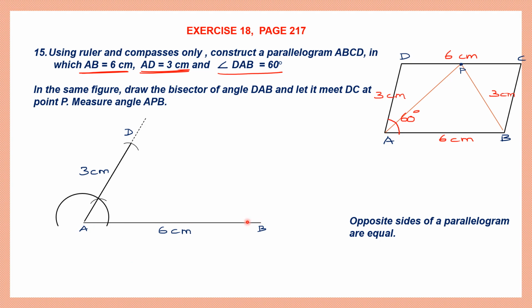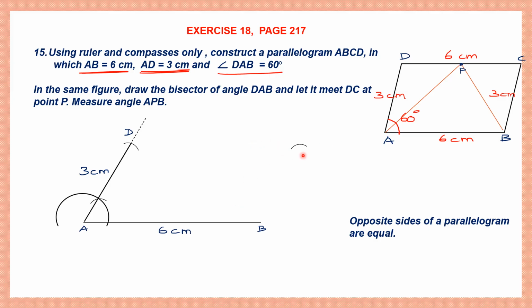So now we have AB is 6 centimeters. We've drawn 60 degrees. We've got AD is 3 centimeters. Let's go back to the rough figure. CD is 6 centimeters and BC is 3 centimeters. So what we're going to do is take our compass, measure 3 centimeters, place the needle at B and draw an arc here. So let's do that. So we have an arc here.